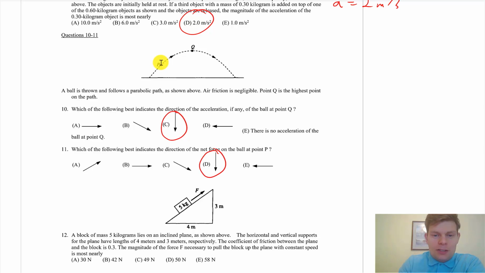but the direction of the acceleration, the direction of the net force, is just, again, down.